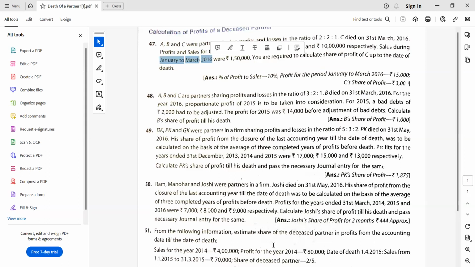Okay, sir. Now, one more thing: B died on 31st March 2016. If he died on 31st March 2016, think about it: why do we need to calculate the profit share then? Because the previous year's profit is already distributed. So if we are calculating the profit, it means he died during the year. Okay, sir. So this is why we are calculating.